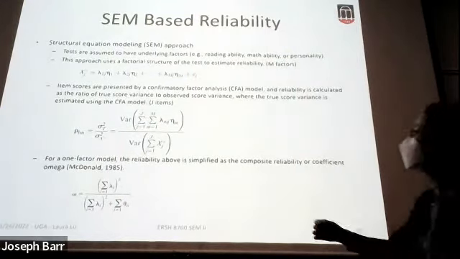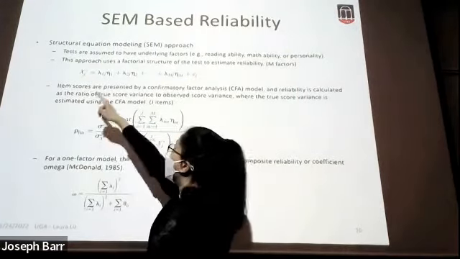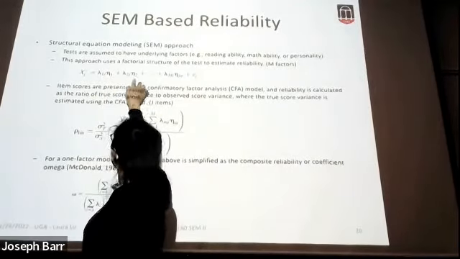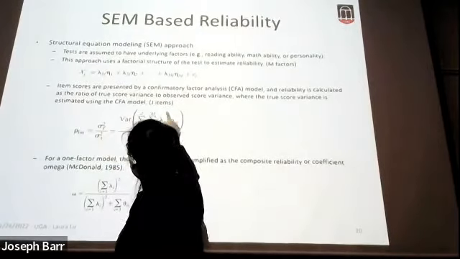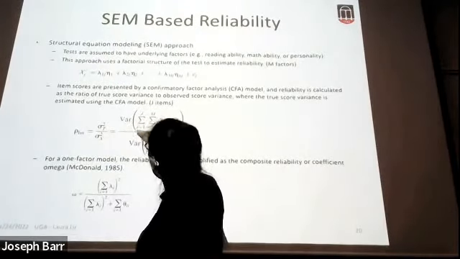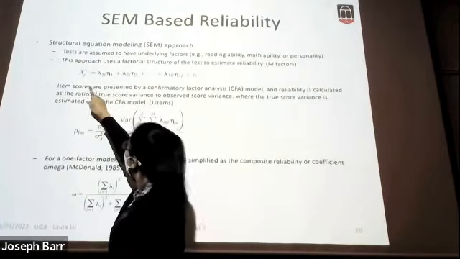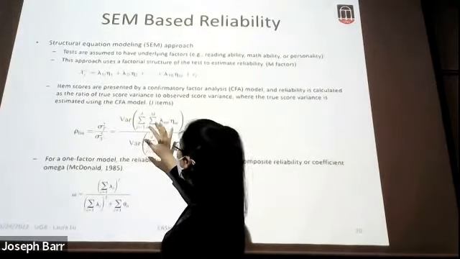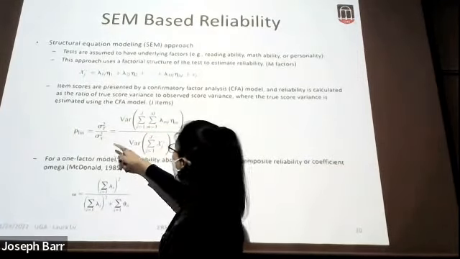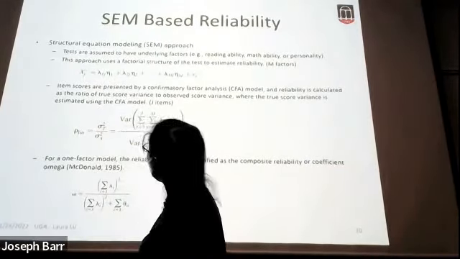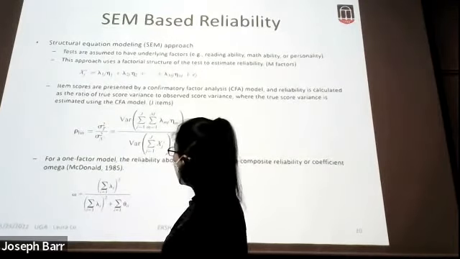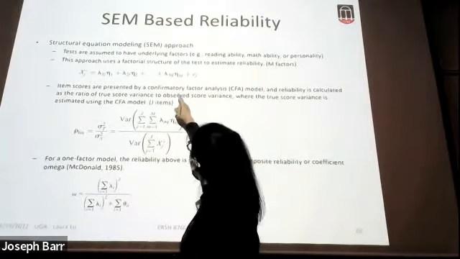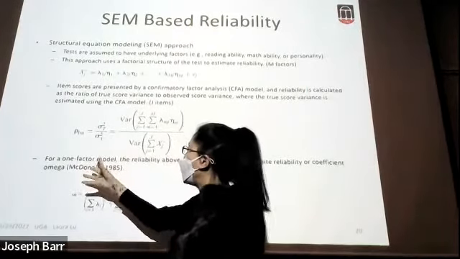Suppose this is a factor model. Next time we will cover this part. In a factor model, we have different factor loadings and different factors, and we're trying to get the true score. This is the true score of this measure, and this is the variance of the raw score. The ratio is the reliability. And assume we have n factors, or just one factor model.